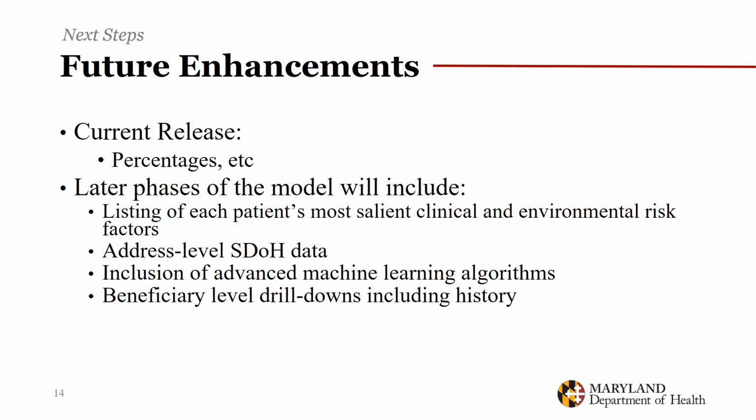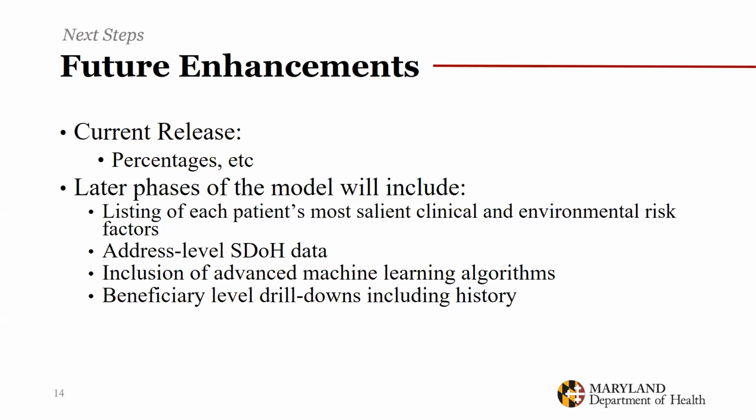Just a couple of wrap-up items. So you've seen the current release now. That has the probability percentage for every beneficiary attributed to your practice. We are already starting to work on next phases of the model for next year, and that will include several items. We don't have the exact timing, but we do want to provide a listing of the most salient clinical and environmental risk factors that drove that score for each beneficiary, to give you a little more insight as to, A, where did it come from, and B, where are potential areas for us, the practice, to intervene with this patient.